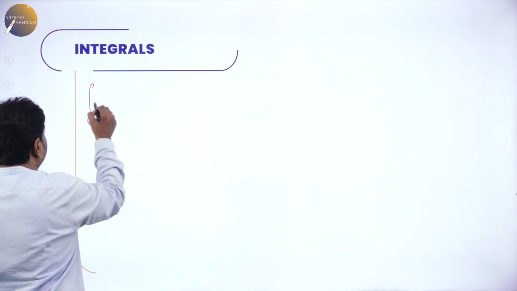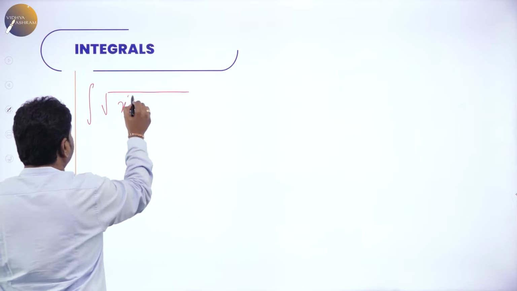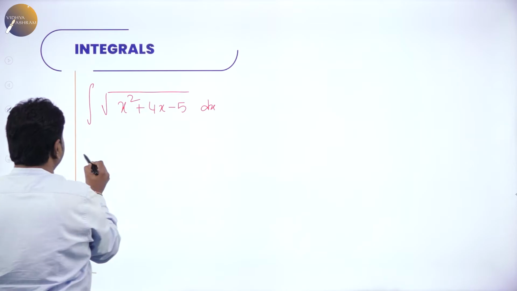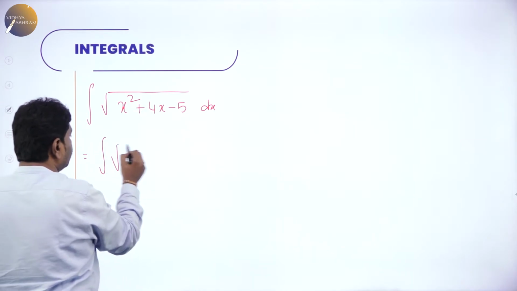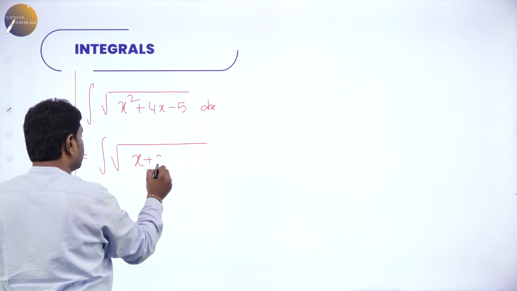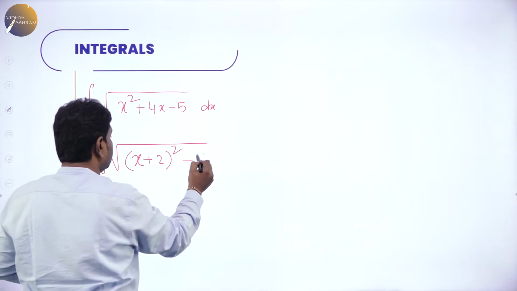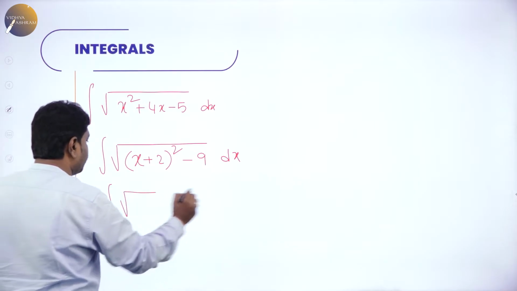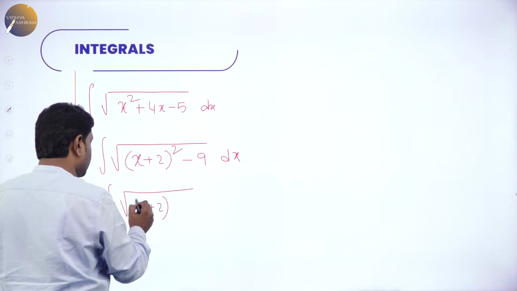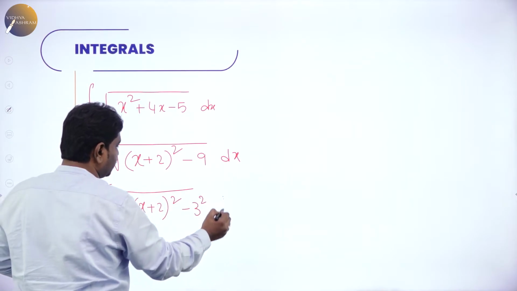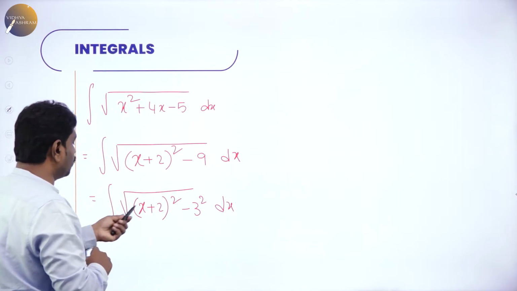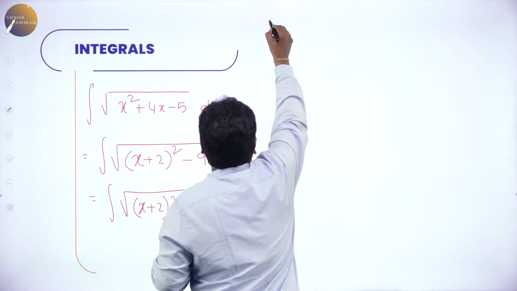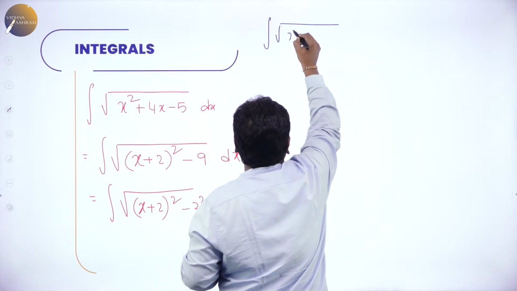So they give the integral of root of x square plus 4x minus 5 with respect to x. You can write this as the integral of root of x plus 2 the whole square minus 9 dx, or as root of x plus 2 the whole square minus 3 square dx. Now it is in the form of the integral of root of x square minus a square dx.